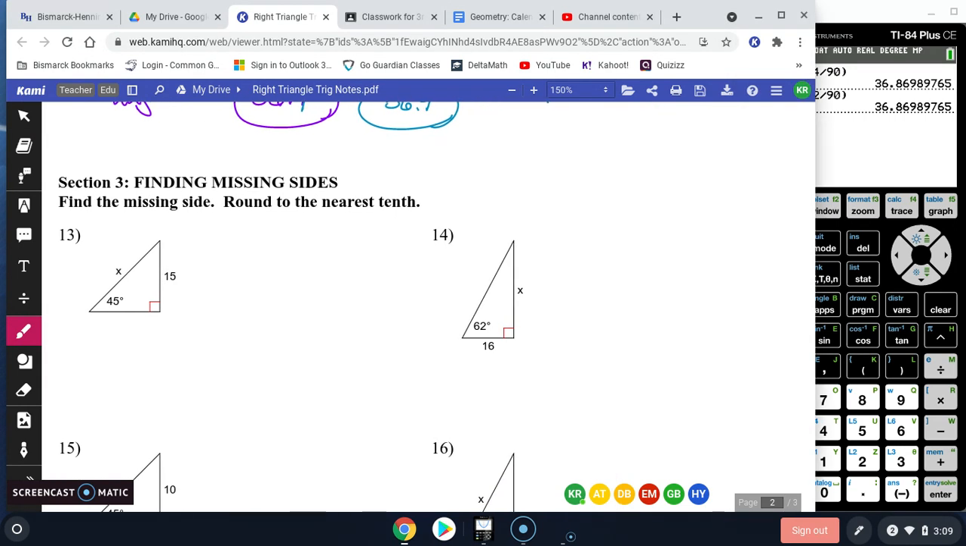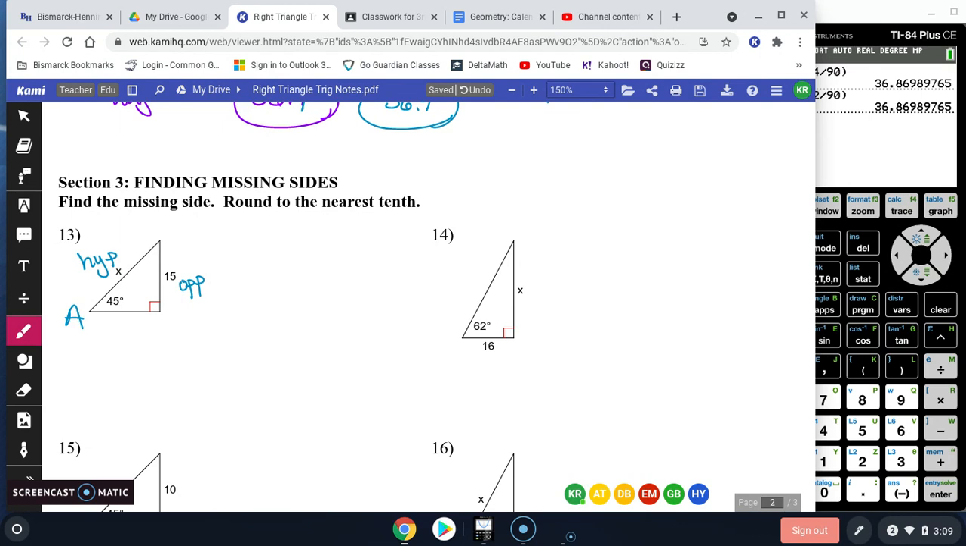To start us out, we have an angle measure, which is 45 degrees. Maybe we'll just name that angle A. There's my 45-degree angle. I know this side, 15, and that's the opposite side. What I want to find is the side that's x, and in this case, it's the hypotenuse. It's across from the right angle.